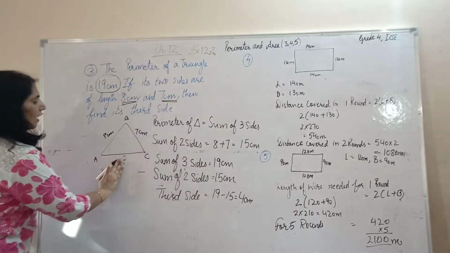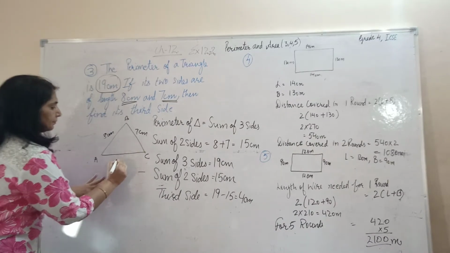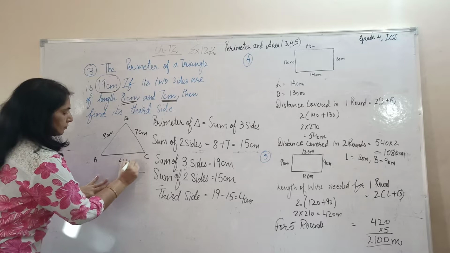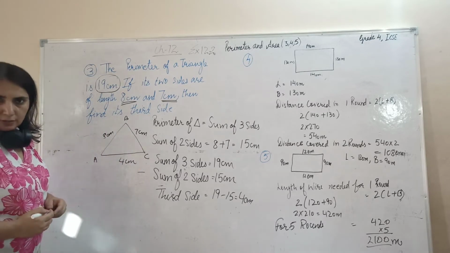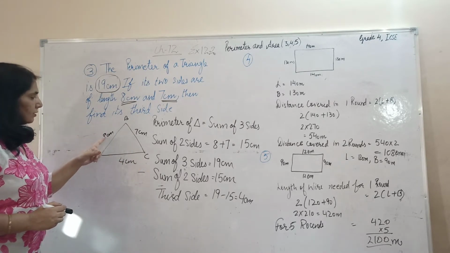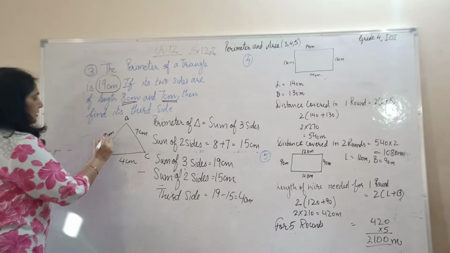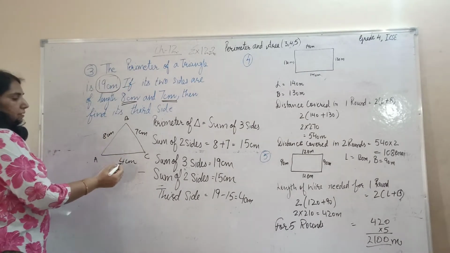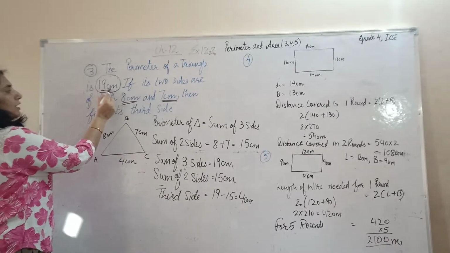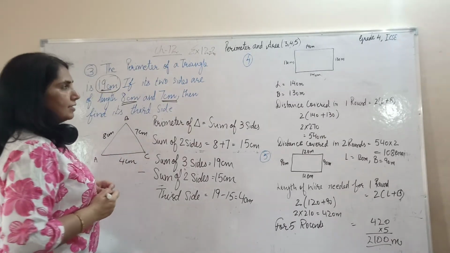So here our third side will be 4 centimeter. 8 plus 7, 15, plus 4, 19. Perimeter 19 is given, so we have also calculated 19 centimeter.